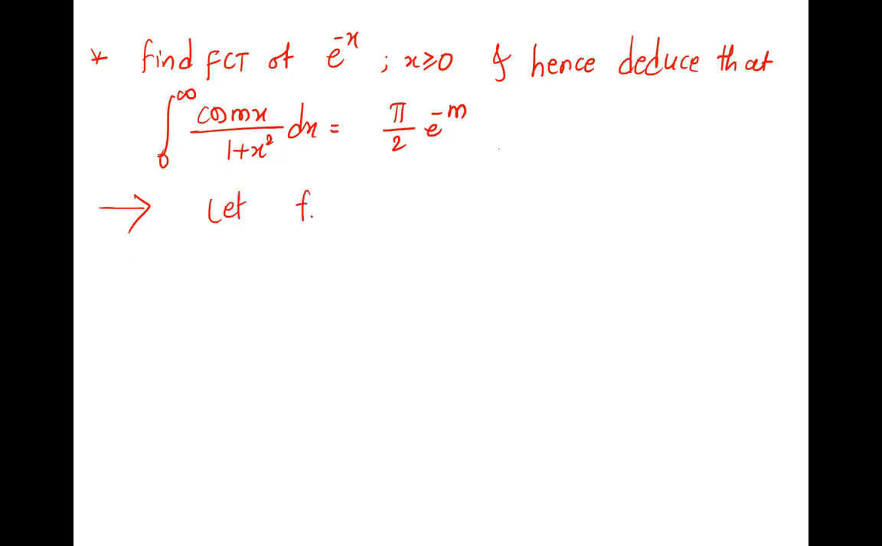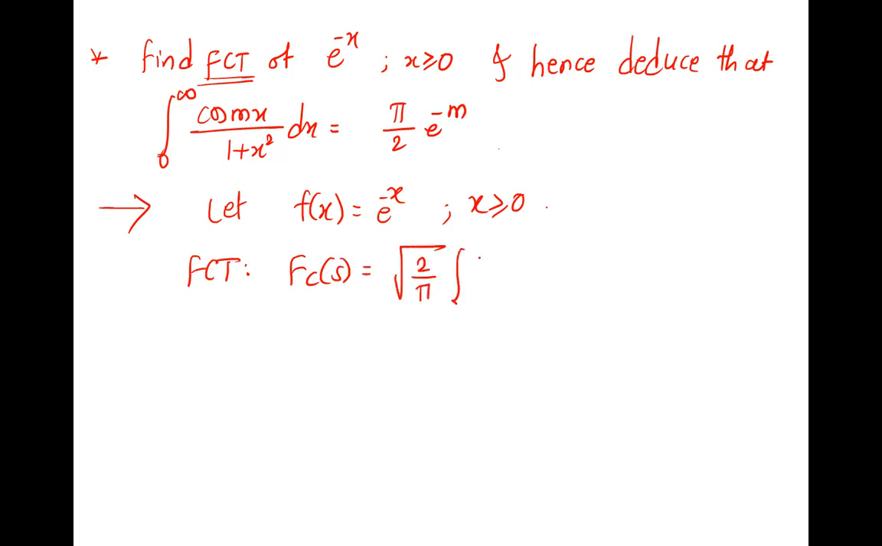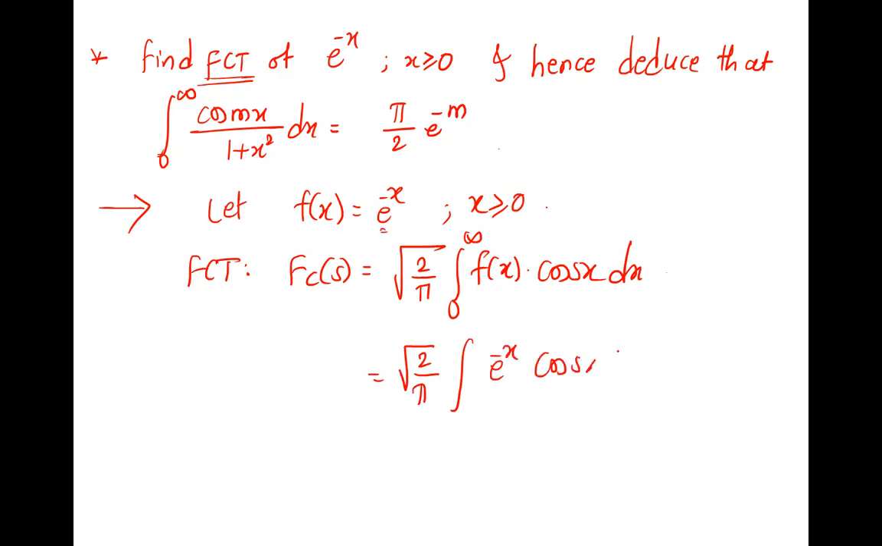Let f of x be e raised to minus x. Call it function f of x. You have asked for the Fourier cosine transform. So it is FCS equals root 2 by pi integral from 0 to infinity f of x into cos sx dx. The function is e raised to minus x into cos sx dx. What are the limits? x starts from 0, no upper limit, so 0 to infinity.